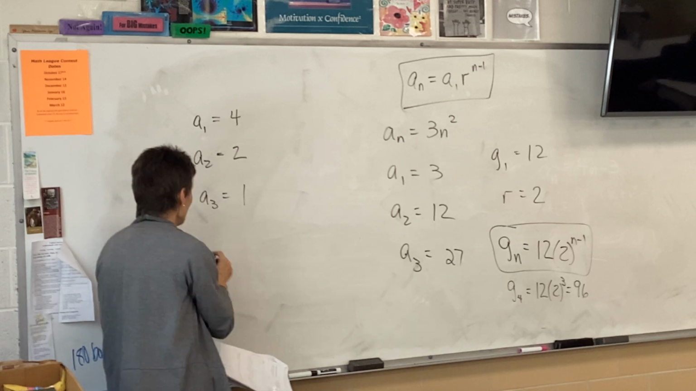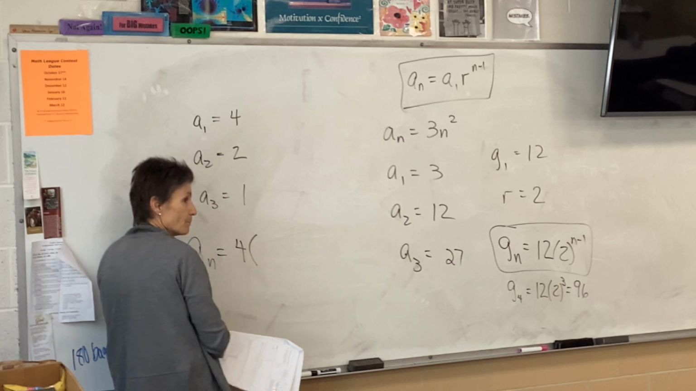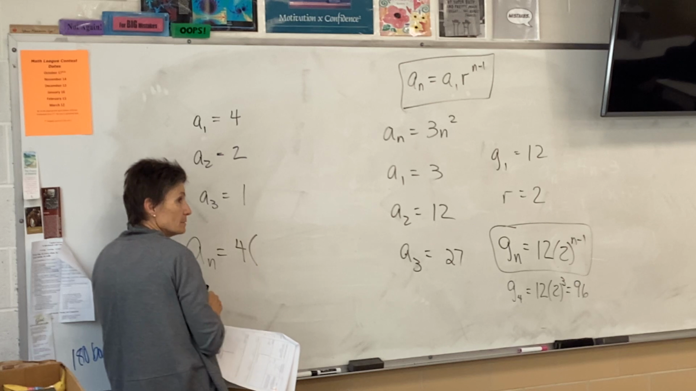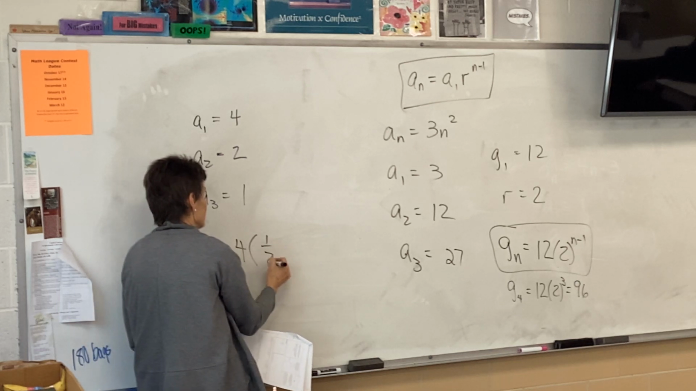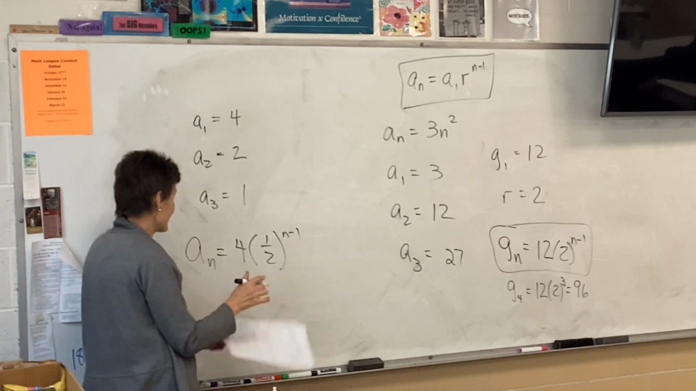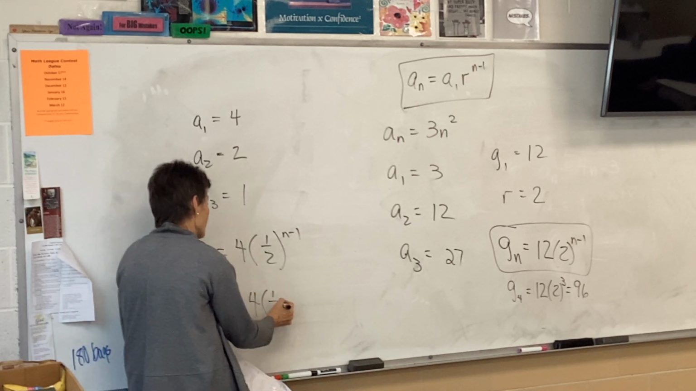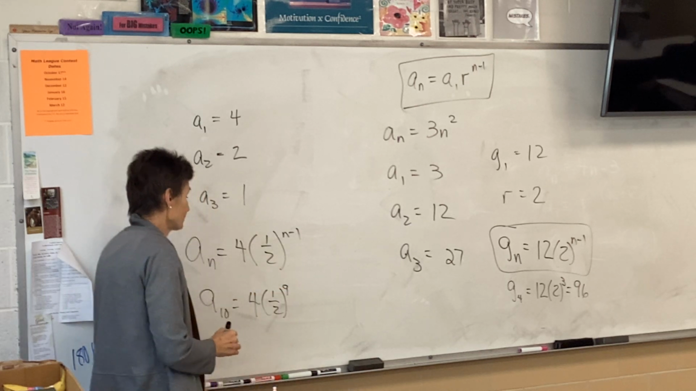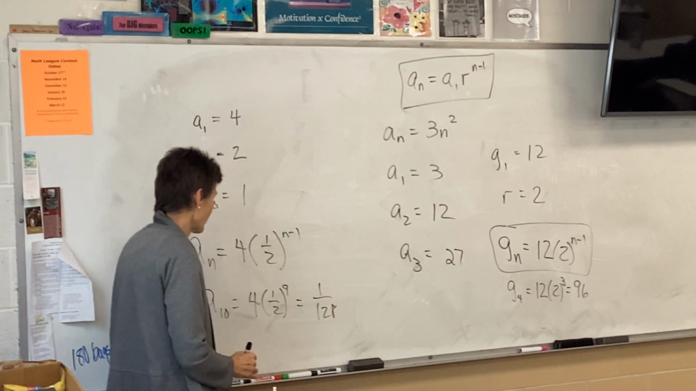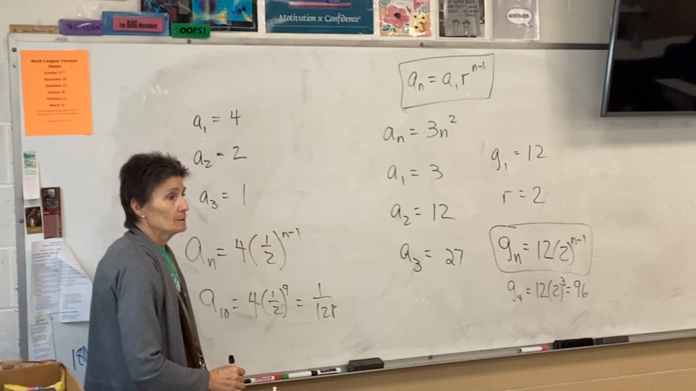Okay, so what's a formula? I think I have enough to write my formula. My first term is 4. Times 1/2. How am I getting from term to term here? What am I doing? Timesing by 1/2. There's my formula. So if I want the 10th term, I need help on that. 1 over 128 maybe? Check that. Is that okay?